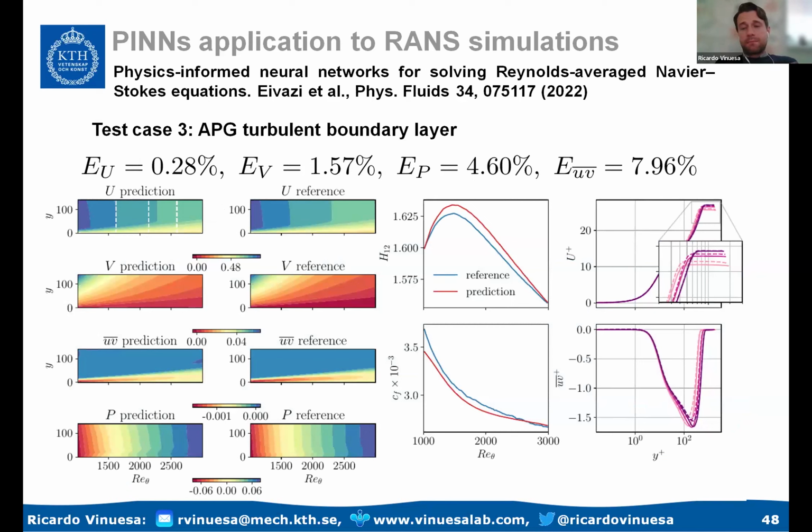The mean has lower errors than 1%, and the Reynolds shear stresses are still about 7%. You can see how when you have an adverse pressure gradient, the Reynolds shear stresses start to accumulate energy in the outer region, energy which is very well reproduced and very well captured by PINNs. This is very important. Also, the anisotropy of the Reynolds stresses is quite well captured by this physics-informed methodology.